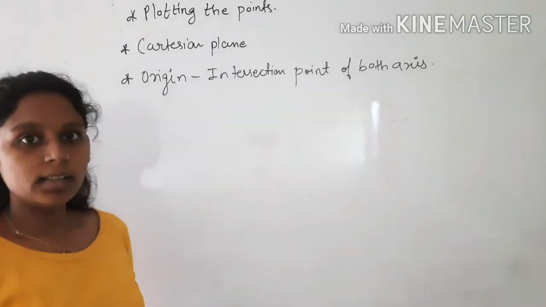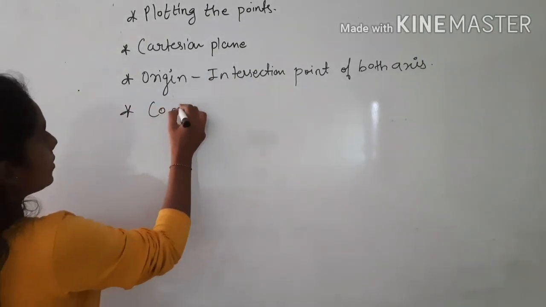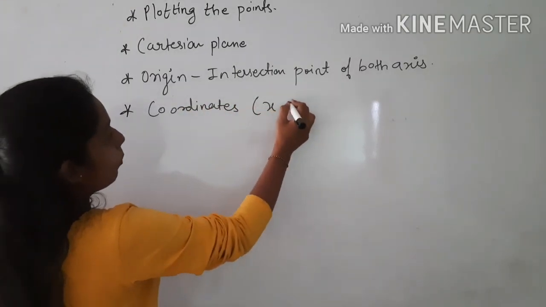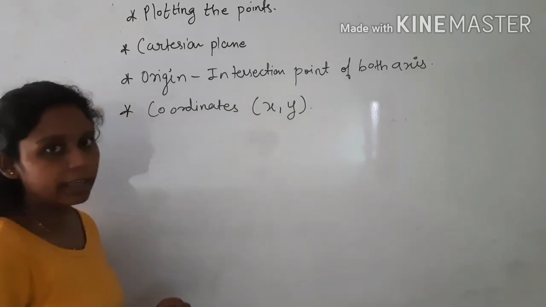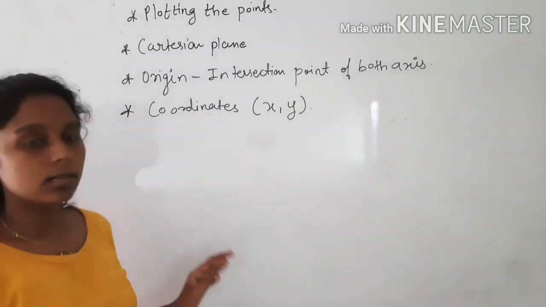Okay, anything else which we have learned? That was about the coordinates. Coordinates is the form in which we write the point, that is x and y. Okay students, if you have any doubt in these four topics, then you can ask.